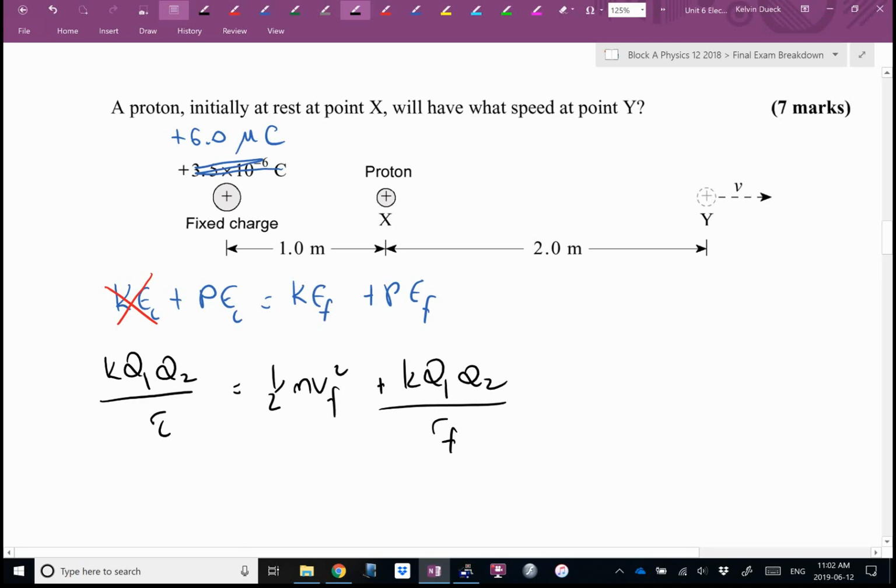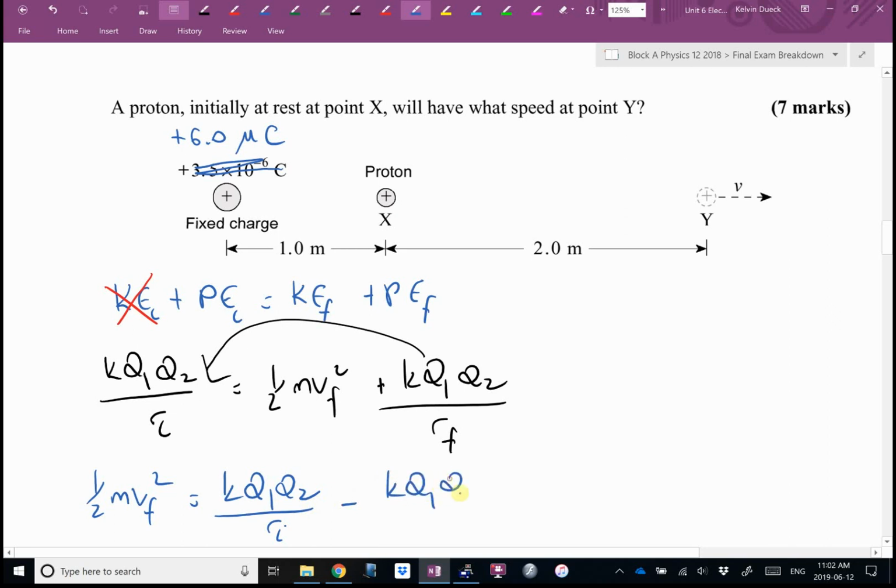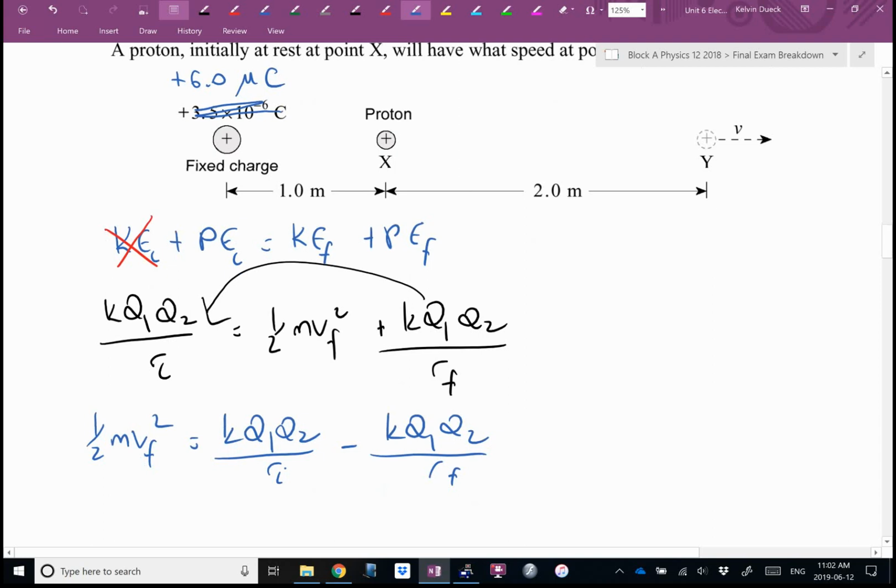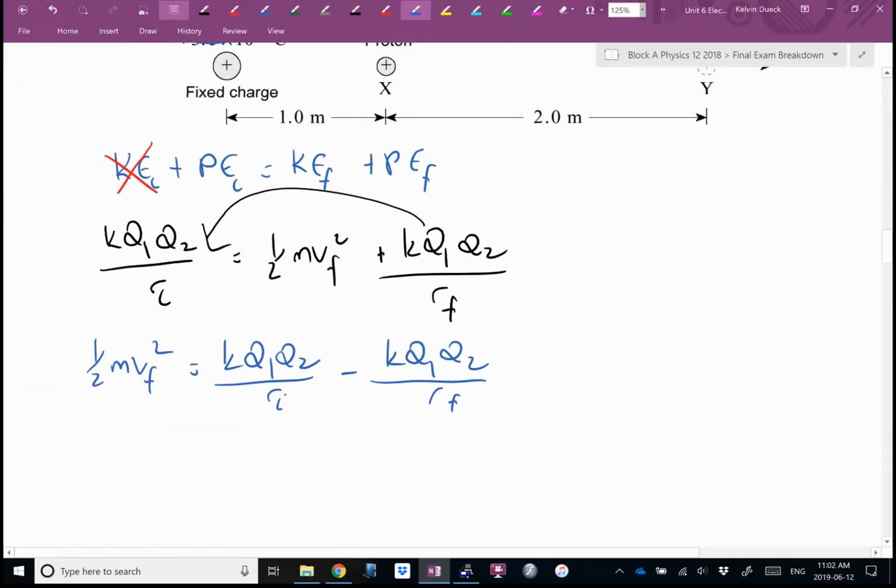I would not try and get the v by itself here. This is where my love of algebra kind of dies an ugly death. Instead, I would move that over, and I would get a half m v final squared equals k q1 q2 over r initial minus k q1 q2 over r final. I would crunch this and get an answer.